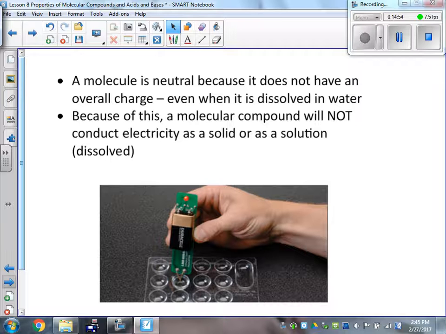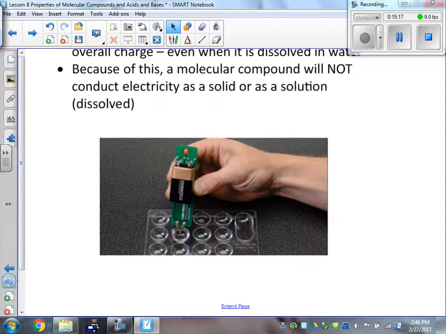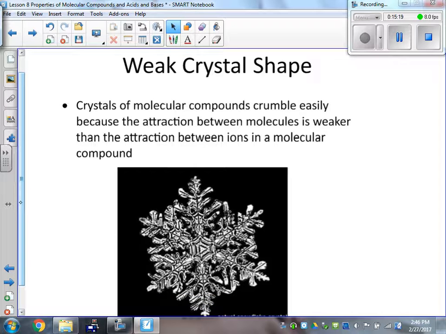A molecule is neutral because it does not have an overall charge. So these are not ionic compounds, right? Sodium loses an electron, chloride gains an electron. 1 plus, 1 minus, give and take, charges. These don't have charges. These are neutral. So because of this, a molecular compound will not conduct electricity as a solid or as a solution. Okay? Crystals of molecular compounds crumble easily because the attraction between molecules is weaker than the attraction between ions in an ionic compound. Okay?